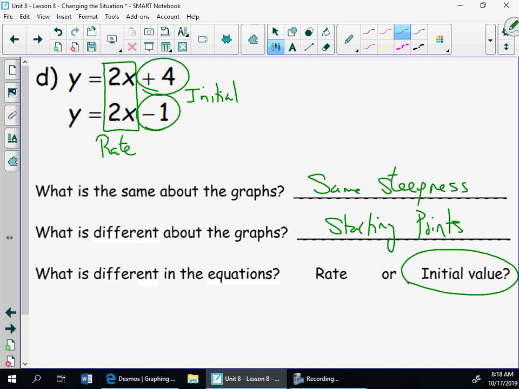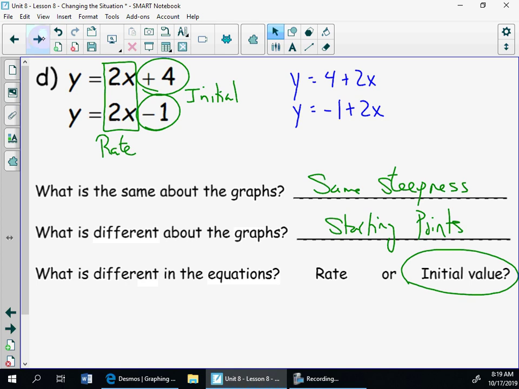Okay, so when you're looking at an equation, do pay attention to the order of things, because sometimes they're out of order. We would usually write this as 4 plus 2x and negative 1 plus 2x, but order doesn't really matter. It's what value you have in different spots, not the order you put them in.